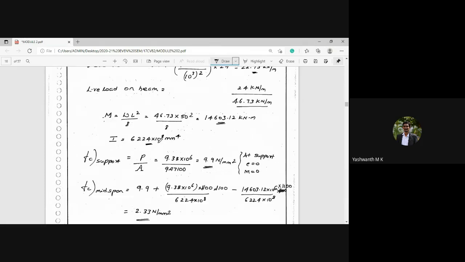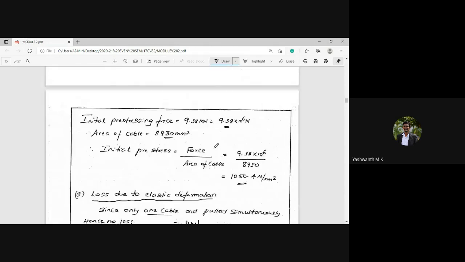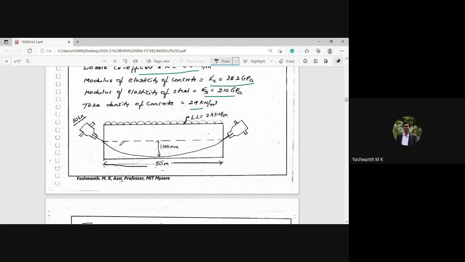Next, moment of inertia, we already know. Now please observe here. I am going to calculate the compressive stress at the support separately and the compressive stress at midspan separately. Why? Since it is a parabolic cable, the eccentricity is not the same throughout the span, because at each particular place the eccentricity will keep varying. For example, at the support the eccentricity will be 0, but at midspan it will have a maximum eccentricity of 1100 millimeter.